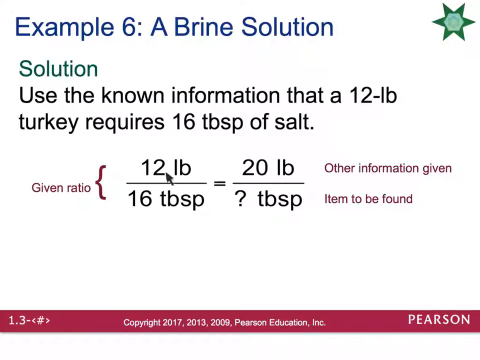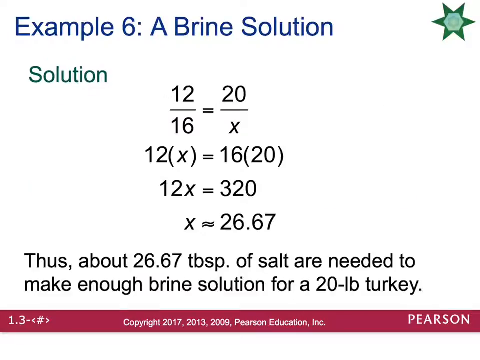Okay, so we have 12 pounds over 16 tablespoons as one ratio, equals 20 pounds for our other turkey over how many tablespoons for our other ratio. So this proportion is 12 over 16 equals 20 over x. Cross multiply: 12 times x equals 16 times 20. Or 12x equals 16 times 20, which is 16 times 2 times 10, so it is 320. So 12x is 320. Divide both sides by 12, and we get x is 26.67.